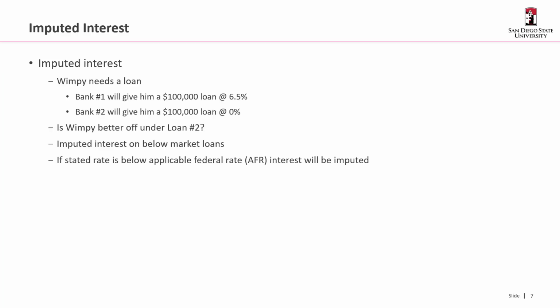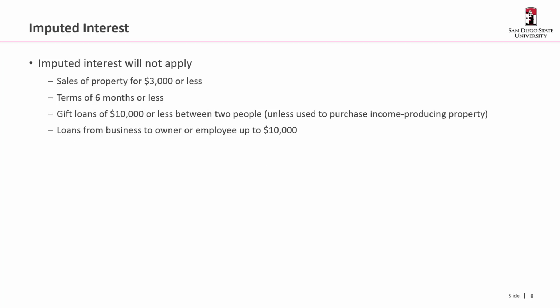So what happens is the IRS publishes a number of tables that include what they call the applicable federal rate. If the stated rate is below the applicable federal rate that would apply to a loan like that, then the taxpayer must impute interest. So imputed interest does not apply to certain transactions, and this is largely because the IRS views this as, look, these are so small, they're nuisance, right? So we're not going to bother.